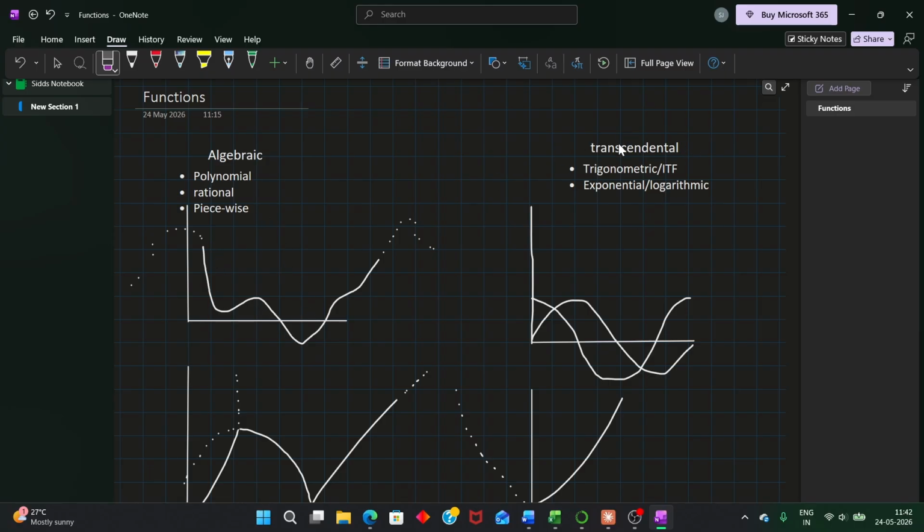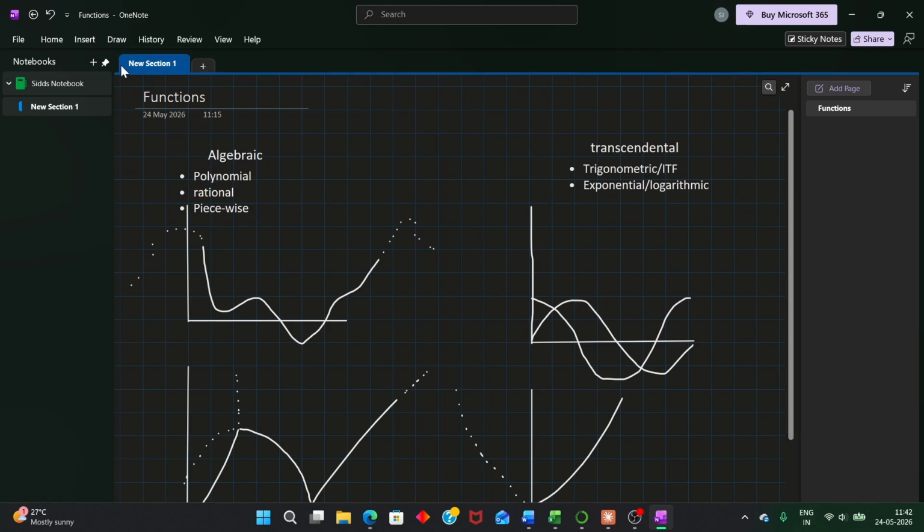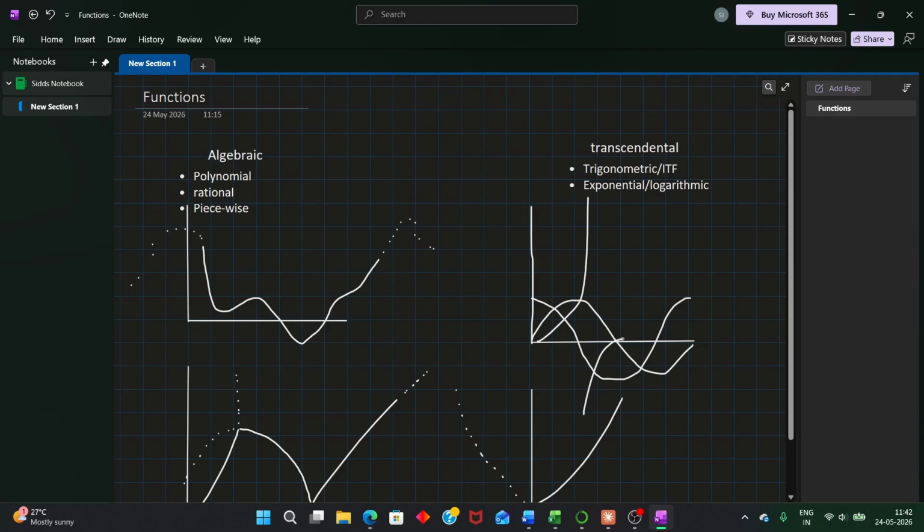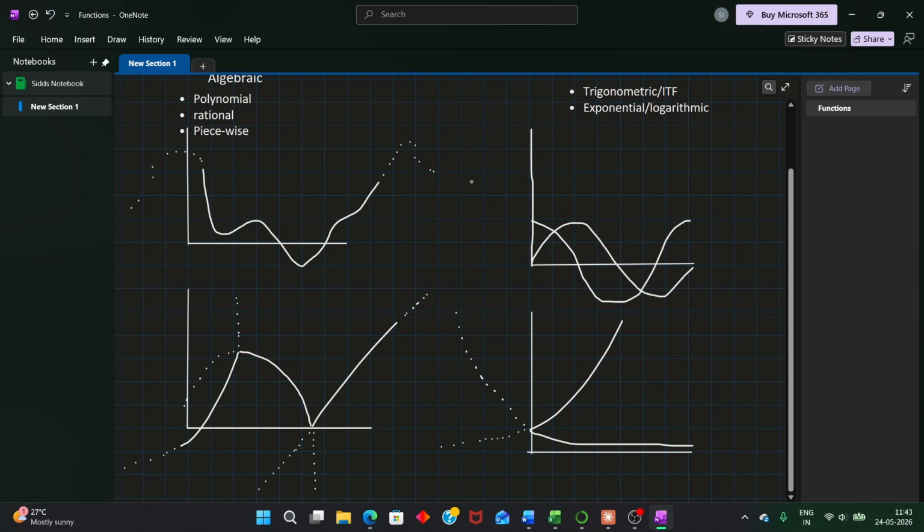And you have transcendental functions. In transcendental functions, you have trigonometric, which are your sine and cos, and you have your tan x, something like that. How I like to remember transcendental functions is that they transcend all limits. So for example, sine x is periodic from minus infinity to plus infinity. And you have tan x, which basically transcends the limit of infinity. So at pi by 2, it's tending towards infinity. And similarly, you have even your secant x. All of these have something to do with infinity.